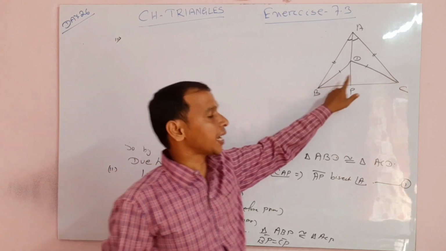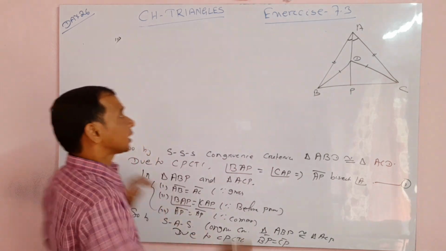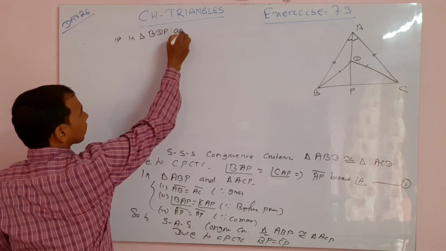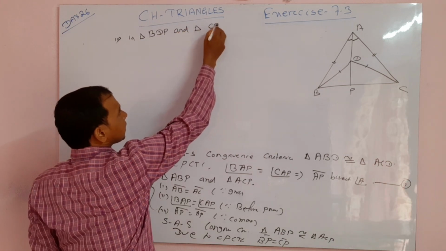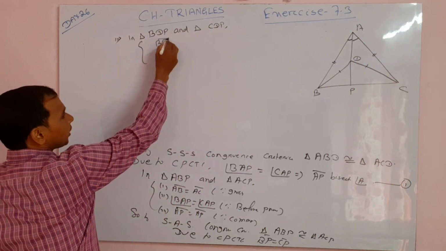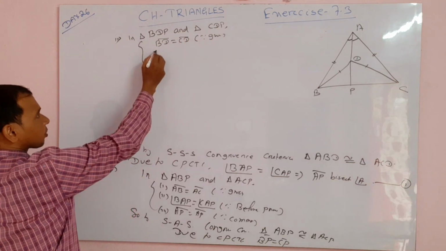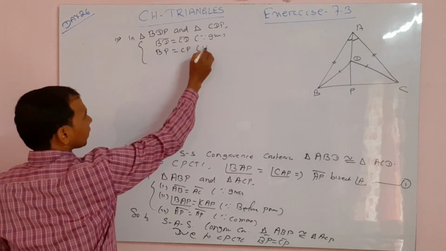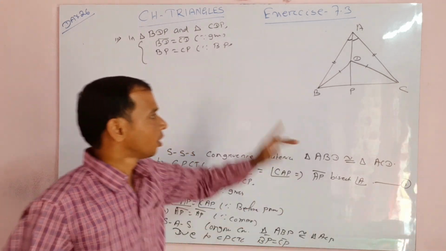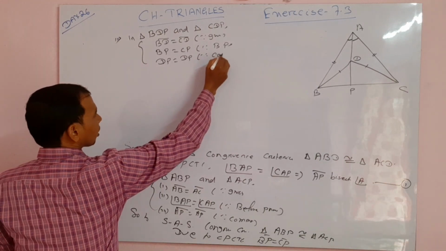For this, you take two congruent triangles here, BDP and CDP. For the third bit, you write in triangle BDP and triangle CDP. First, BD equal to CD because of given. Second, BP equal to CP because of B for proof. You must write B for proof, you don't write BP. And then DP equal to DP because of common.